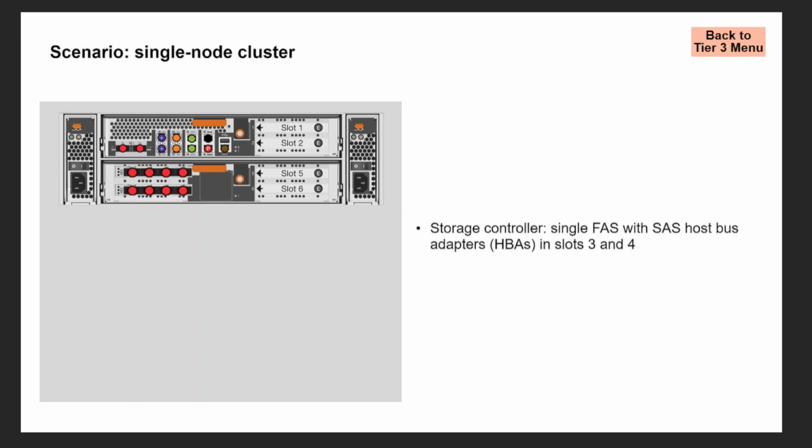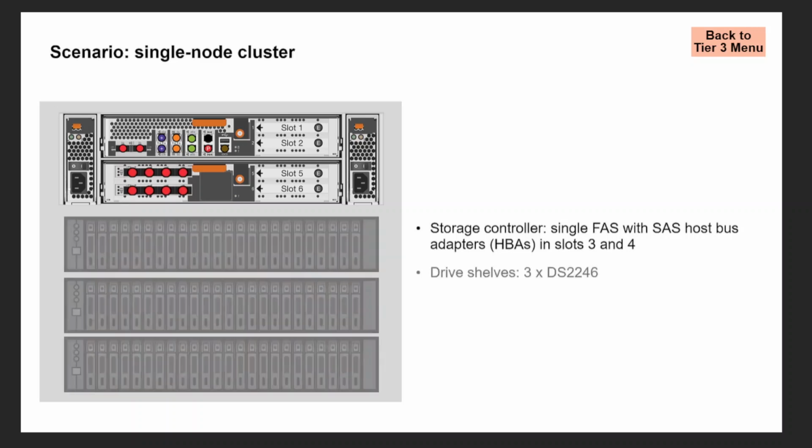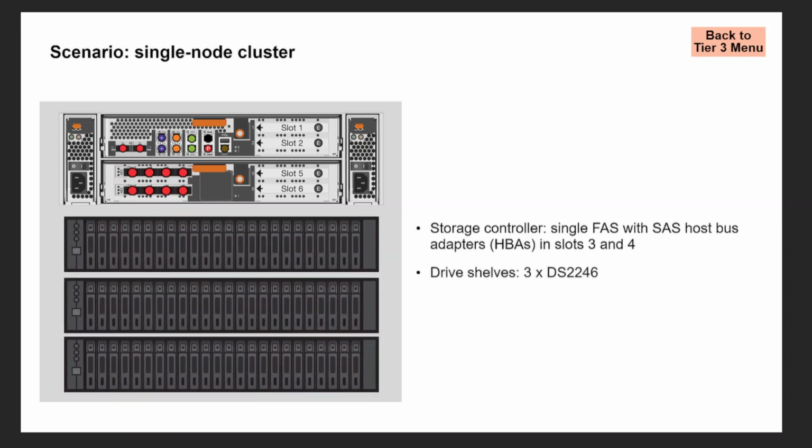The scenario uses one fast storage controller with two onboard SAS ports and quad-port SAS host bus adapters, or HBAs, in expansion slots 3 and 4. The storage controller attaches to one shelf stack, which is composed of 3 NetApp DS2246 drive shelves.